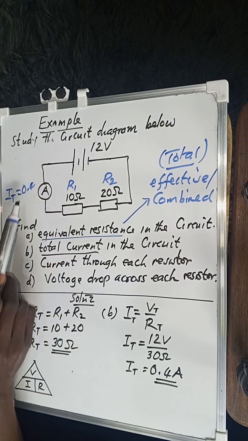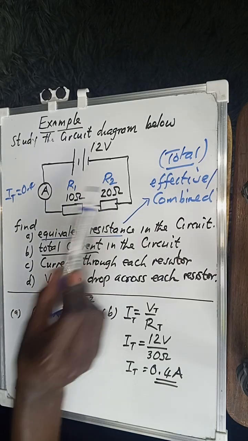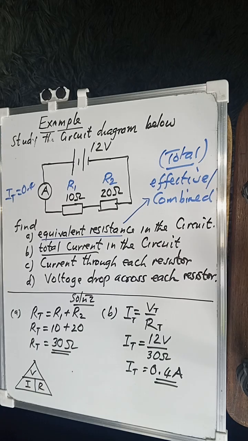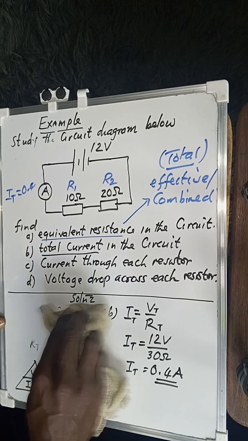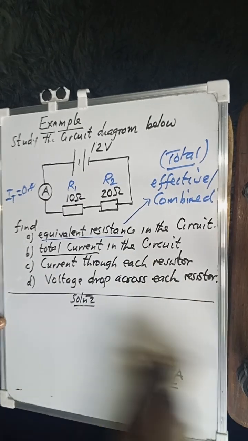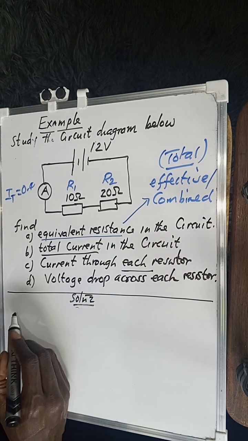Now remember what we said: if 0.4 is passing through the ammeter, 0.4 will pass here and 0.4 will pass through the other side. That's what we talked about for resistors that are arranged in series. Very important that you remember that concept. Let's now move on to the other question. The C part, I'll clean up so that I can create enough space so that you are able to see. It says the current through each resistor.